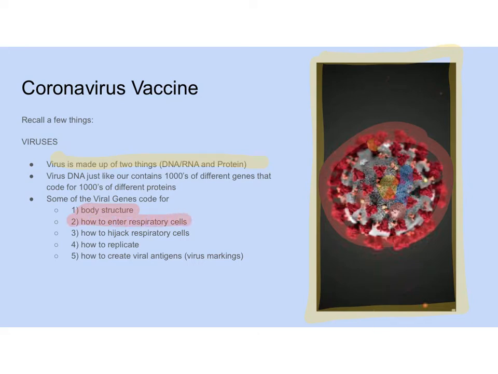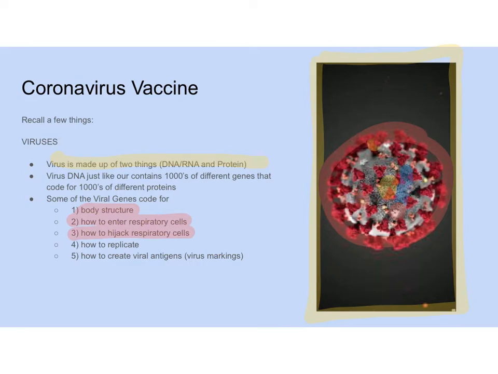There are also going to be instructions on how to enter respiratory cells. Coronavirus can't enter all the different cells in your body. If you get coronavirus on your skin, you're not going to get it, because the coronavirus doesn't have the instructions to penetrate skin cells. It only has the instructions to penetrate respiratory cells, which is why it's a respiratory virus. Then it also has instructions on how to hijack respiratory cells. So once it's inside, how does it take over the nucleus of a respiratory cell?